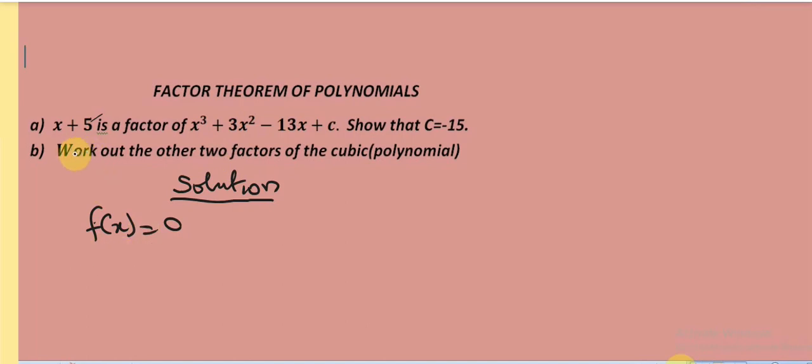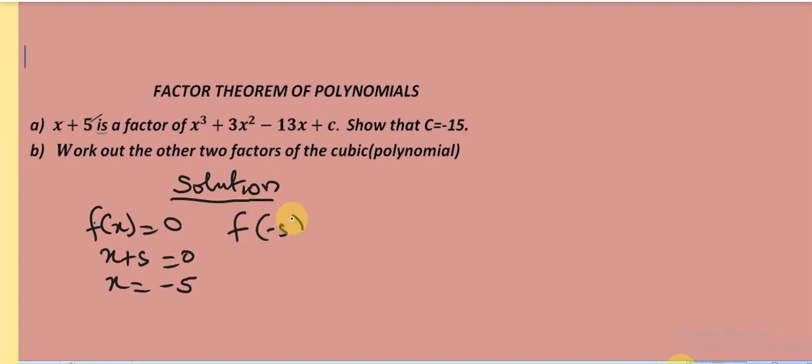Now, first of all, I need to get the value of x. Since x plus 5 is a factor, it means it can divide this expression when we know the value of c. Of course, we know the value of c as minus 15, but we need to prove that it is true. Now, x plus 5 is equal to 0 if this function is equal to 0. So x is equal to minus 5.